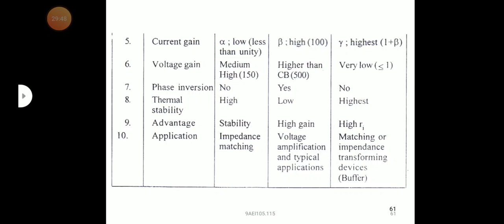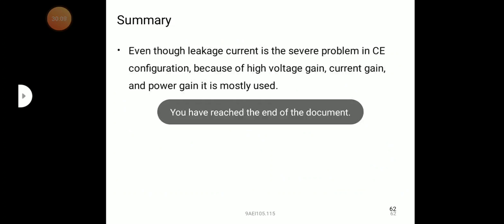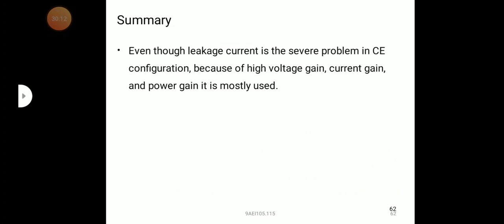The common collector is used for impedance matching or impedance transforming. That is a buffer. We can use the common collector device as an impedance matching device or buffer. Even though leakage current is a severe problem in the common emitter configuration, because of high voltage gain, current gain and power gain, it is the most used configuration.